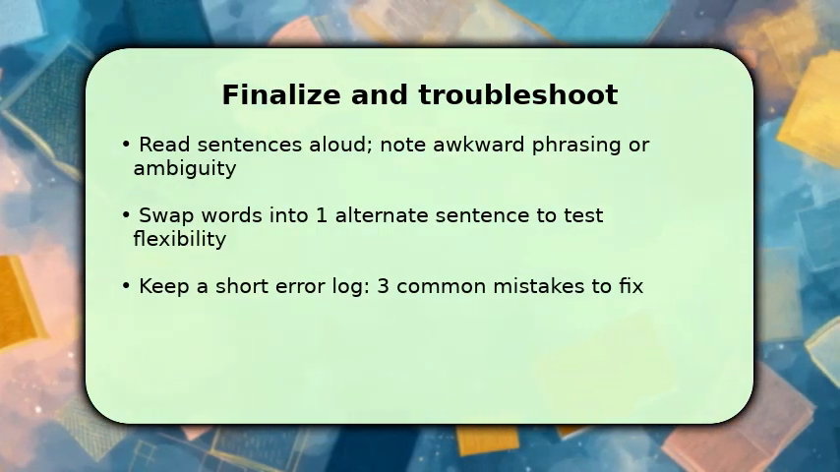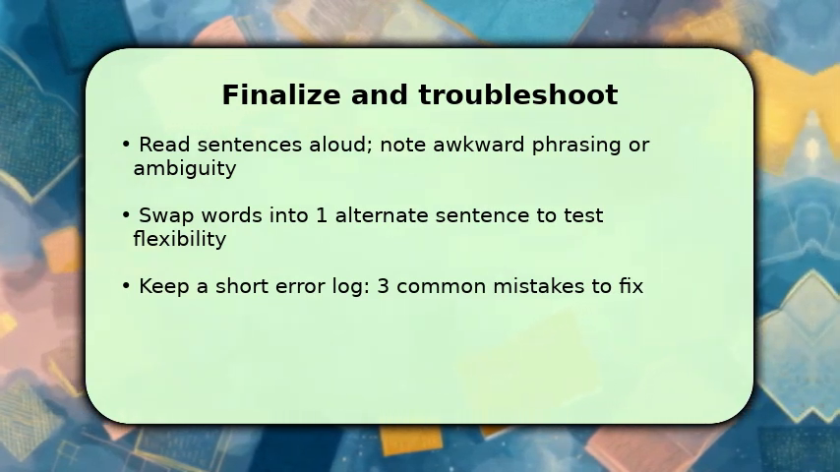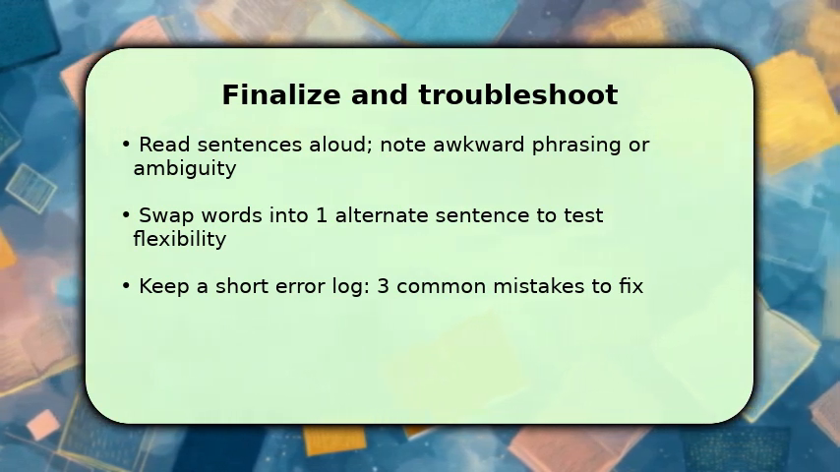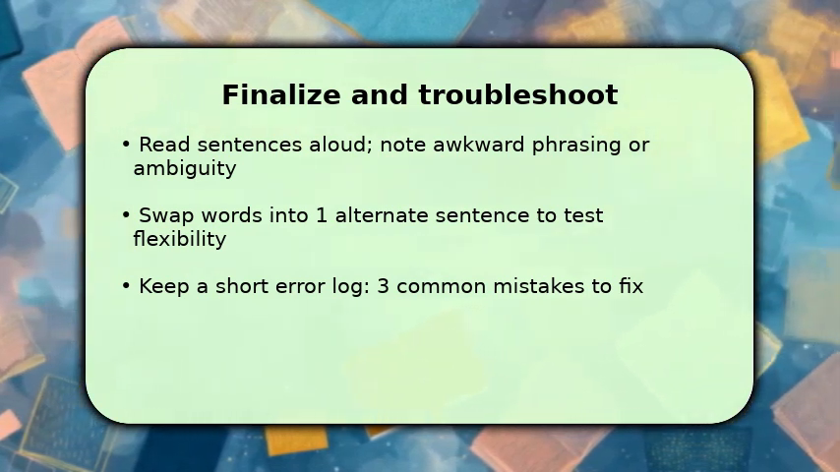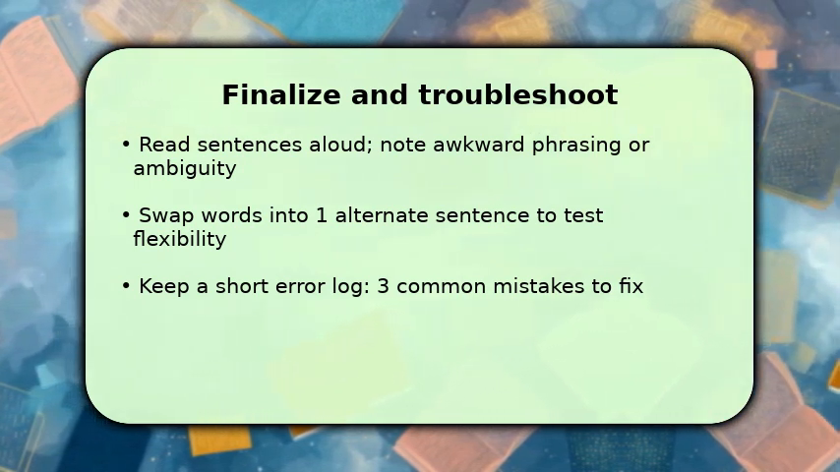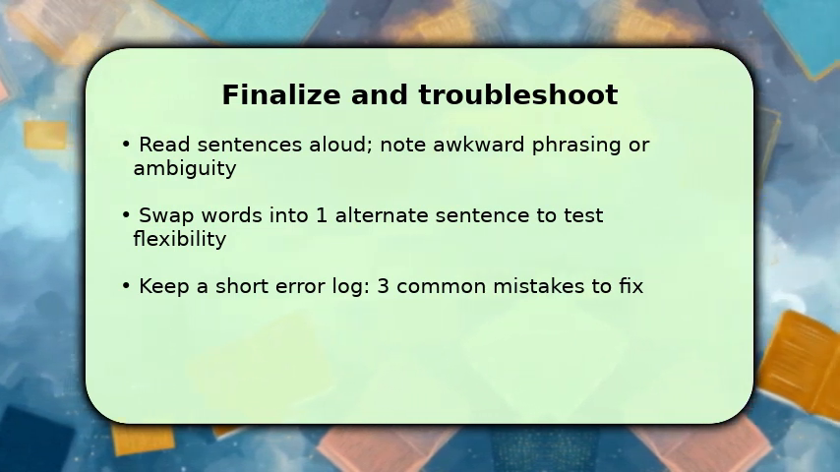Once done, swap the target word into an alternate sentence to test whether you grasp its flexibility and restrictions. Make sure to save corrected versions and keep a short error log of 3 recurring mistakes so you know what to avoid. If a word still feels wrong, consult its part of speech and try a synonym. That usually resolves misuse and clarifies meaning.